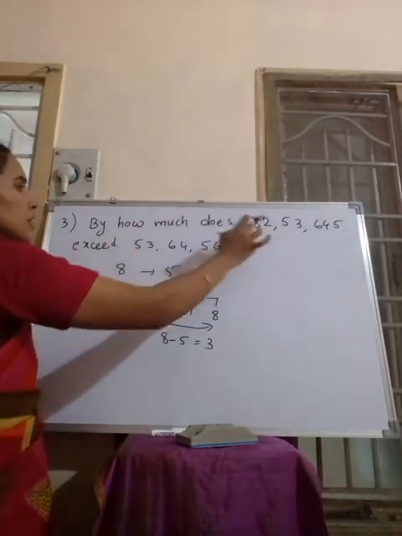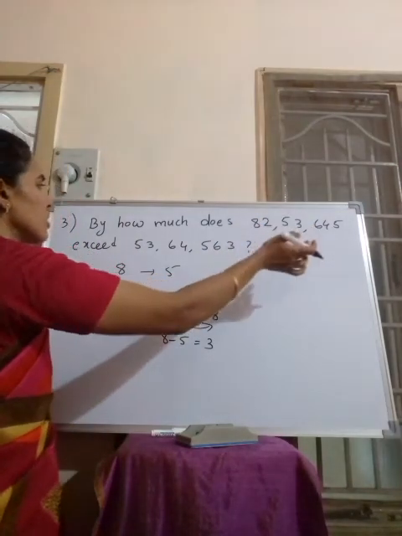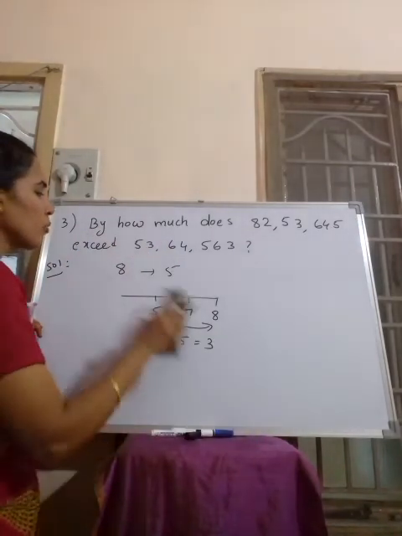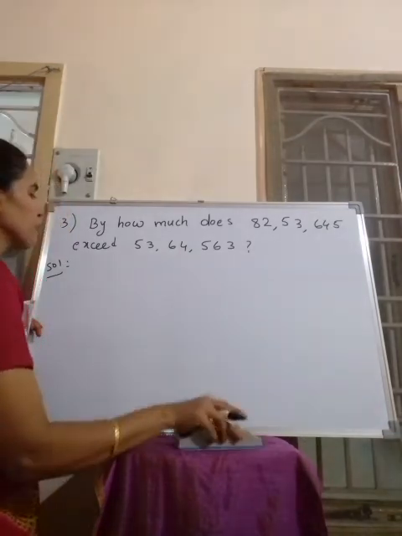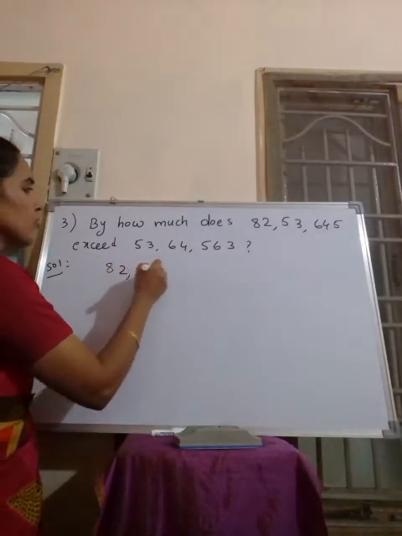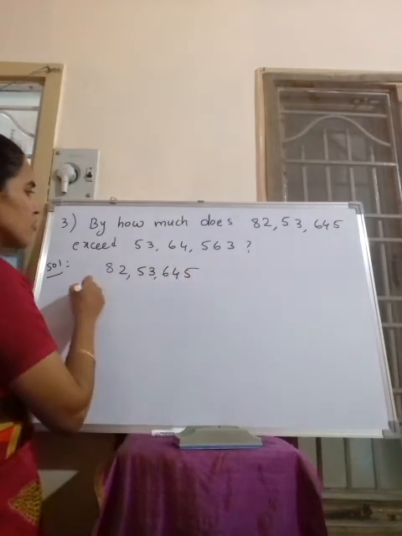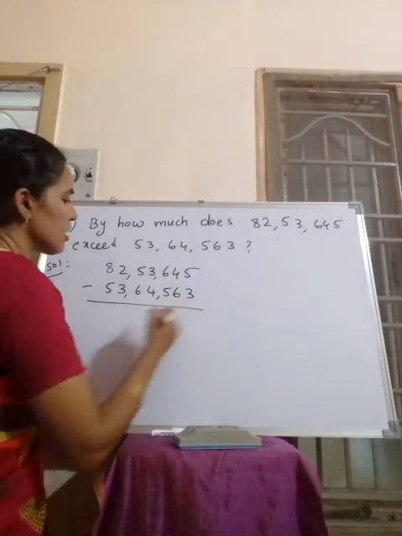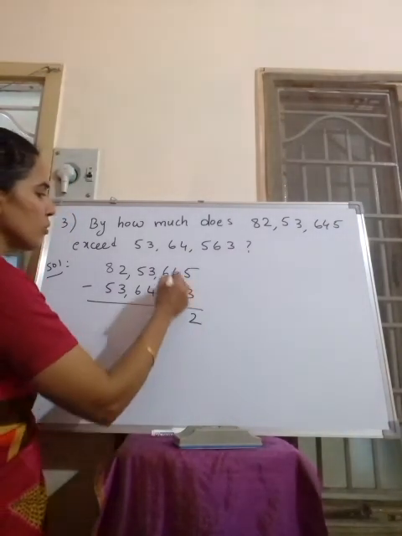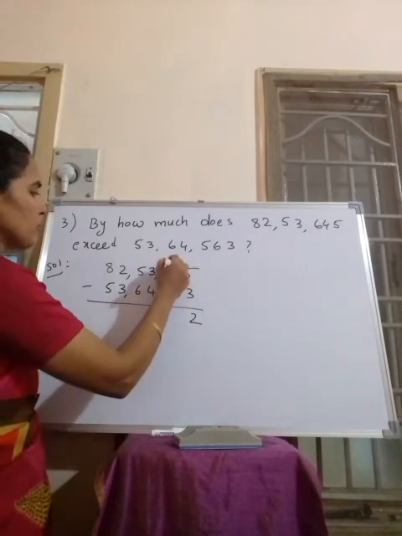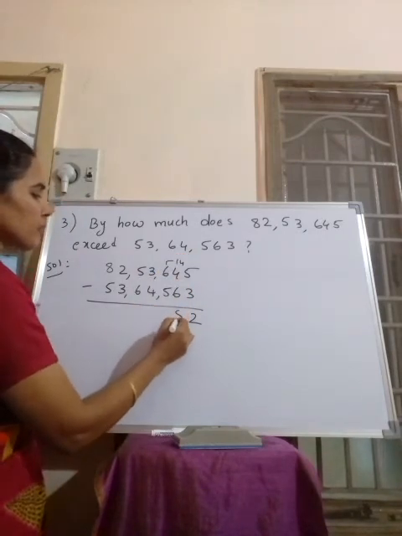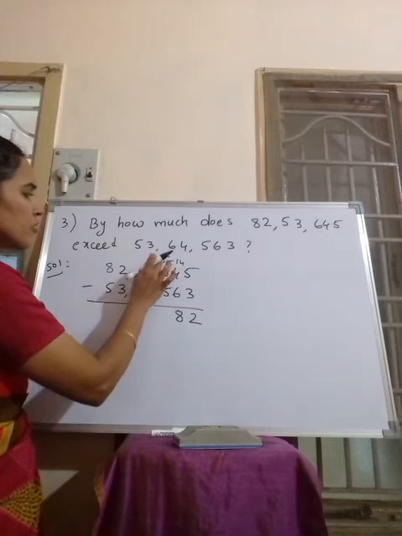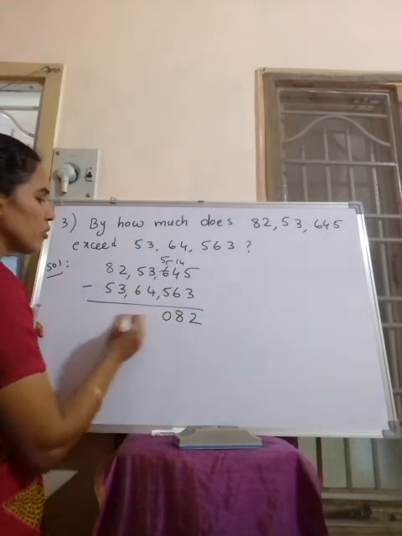Here also 82 lakh 53,645 is the bigger number. It is exceeding means it is bigger than this number. By how much means, what we have to do? Subtraction. That is 82 lakh 53,645 minus 53 lakh 64,563. Subtract these two. 5 minus 3, 2. 4 minus 6, we cannot subtract. Borrow. 14 minus 6 is 8. Now already one borrowed from 6, left with 500. 500 minus 500, 0.